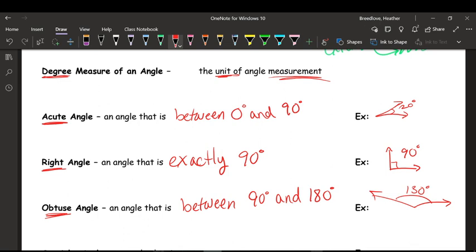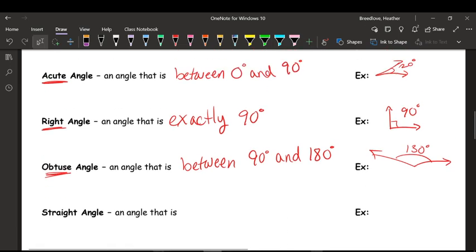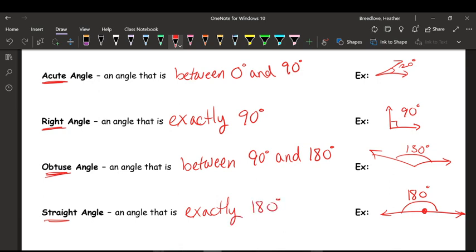Because remember, 90 degrees, that's a right angle. If it's 180 degrees, that's a straight angle because it makes a straight line. It is exactly 180 degrees. No more, no less. And then, not that you need it for this class, but anything between 180 and 360 degrees would be a reflex angle, bigger than 180. But we don't deal with those. That's just your little trivia to impress your friends.